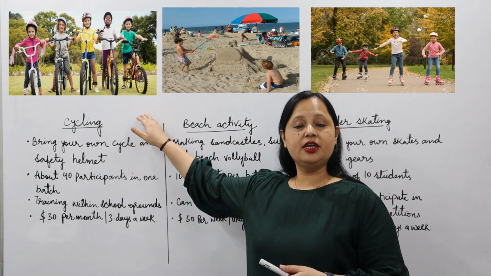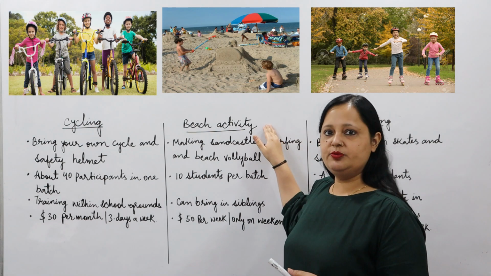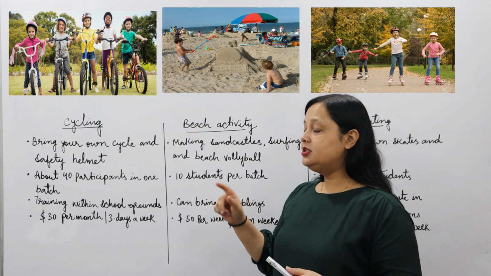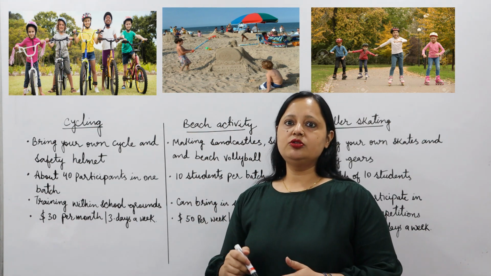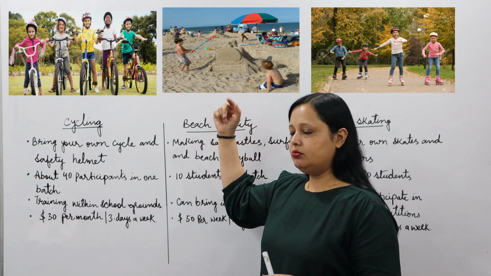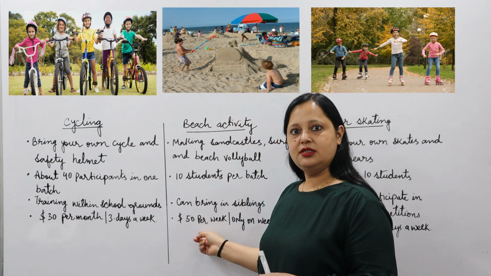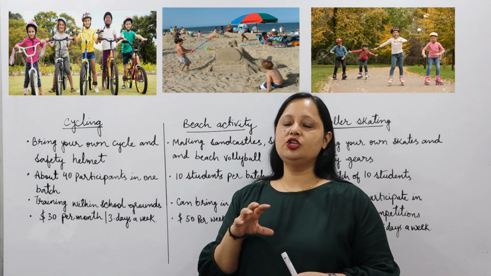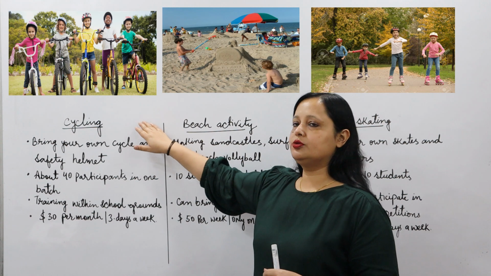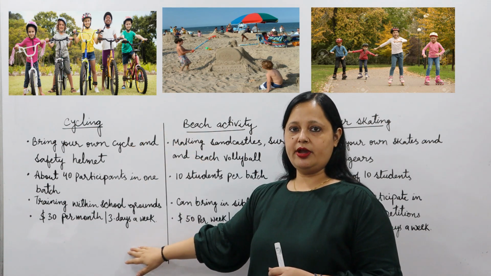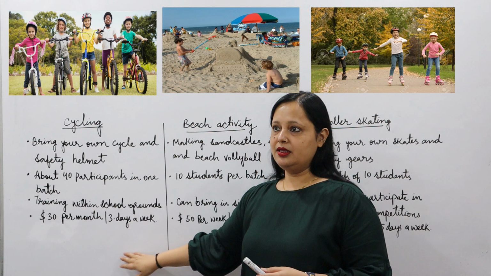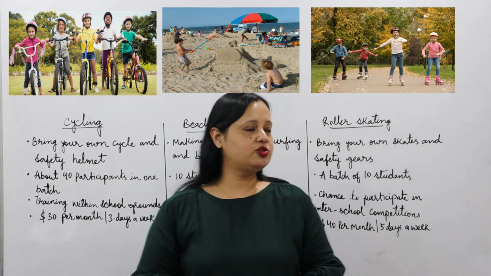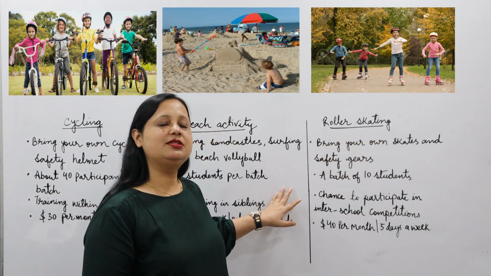Let's say the first choice here is cycling and the other one is beach activity. You will look at these pictures and the information, and now you have 60 seconds. Out of 60 seconds, you have to read the question statement, read both of the choices and choose one. Whatever you choose now is your choice. For example, I have chosen cycling. As soon as I click on cycling, beach activity will disappear, and instead of that, this third picture, roller skating, will come into the scene here.